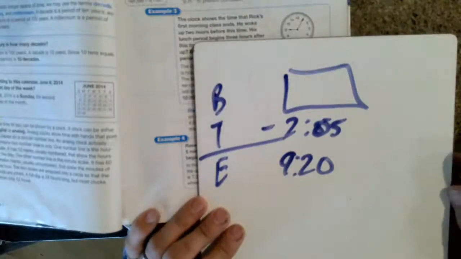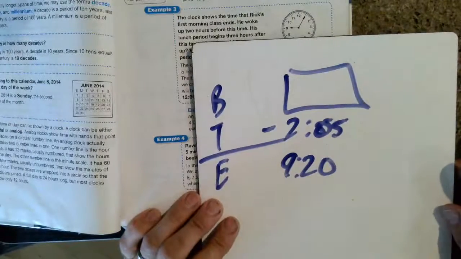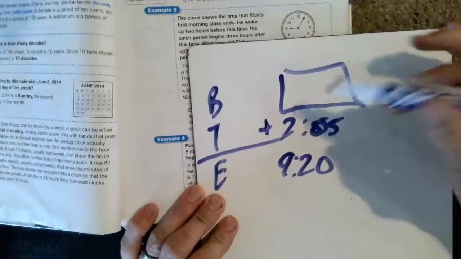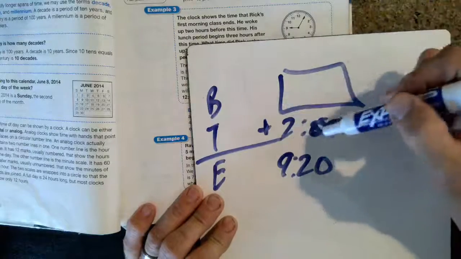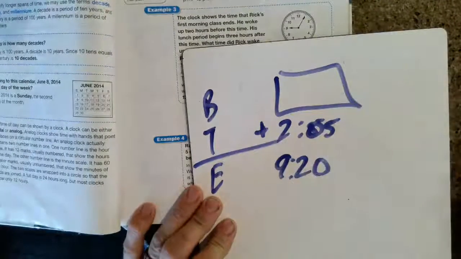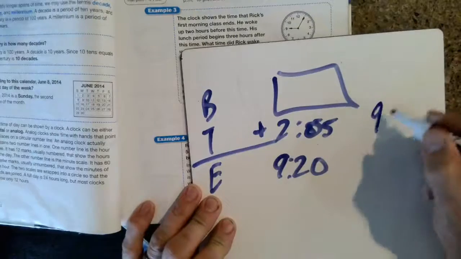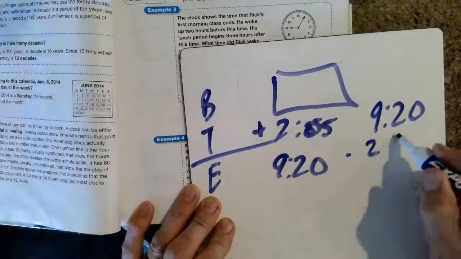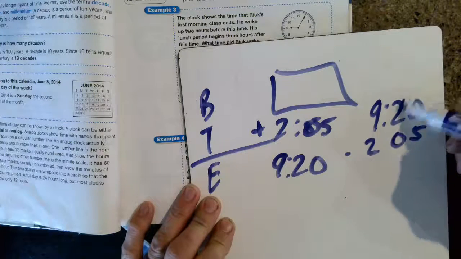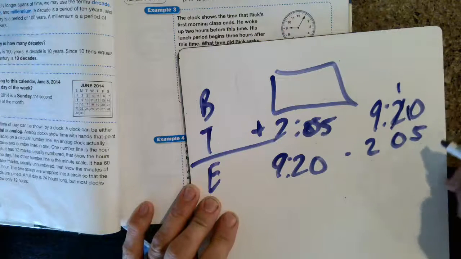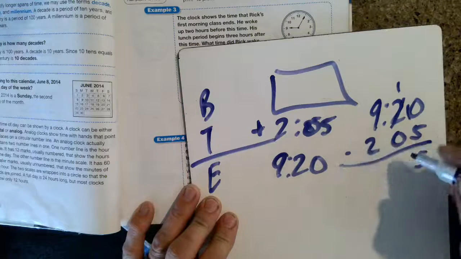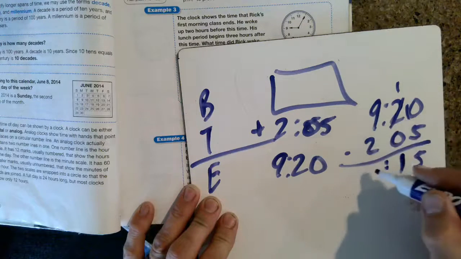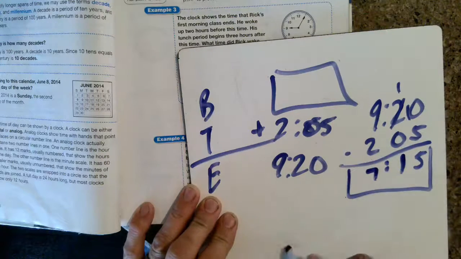So we need to have a missing number here in an addition problem. Start time plus 2 hours and 5 minutes equals end time. And anytime we have a missing addend, we're going to subtract. So let's start with 9:20, and then let's subtract 2 hours and 5 minutes. We're going to cross out the 2 and make it a 1. 10 minus 5 is 5. 1 minus 0 is 1. And we got 9 minus 2 is 7. The movie started at 7:15.